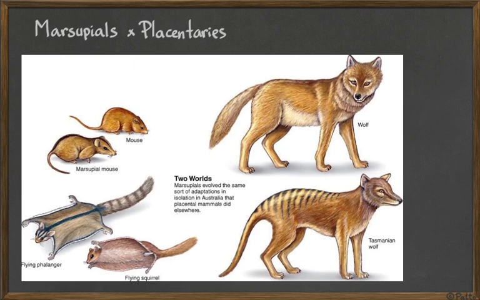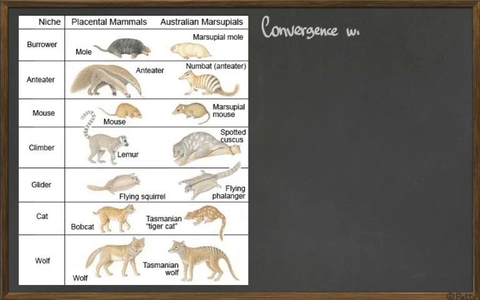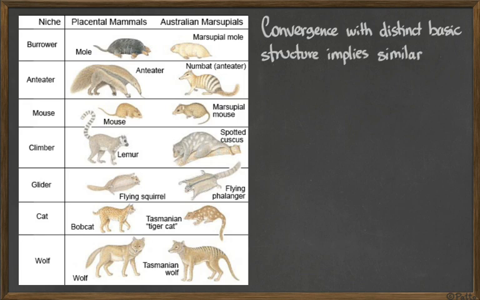All those guys are different in terms of ancestry. One comes from a marsupial, the other one from a placental, but they occupy a similar niche, so they undergo this convergence. Okay, there are many examples. For example, we have burrowers like the mole and the marsupial mole, the anteater against the wombat or numbat, the mouse and marsupial mouse, lemur and the spotted cuscus, flying squirrel and flying phalanger, bobcat and Tasmanian cat, wolf and Tasmanian wolf. Those are all examples of convergence.